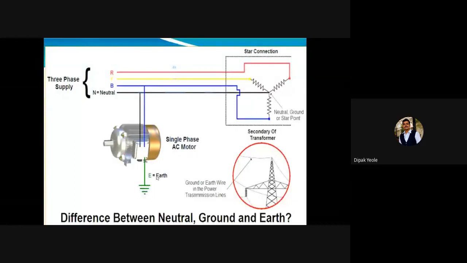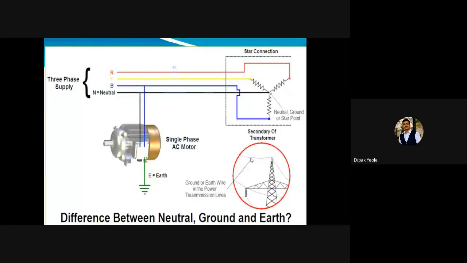So this is called the difference between earth and neutral. Yes, and we know that we have to use the ground wire. Where is the ground wire available? Where there is a transmission tower available, and from the transmission tower, the topmost conductor is called the ground wire, and the material is called galvanized iron.